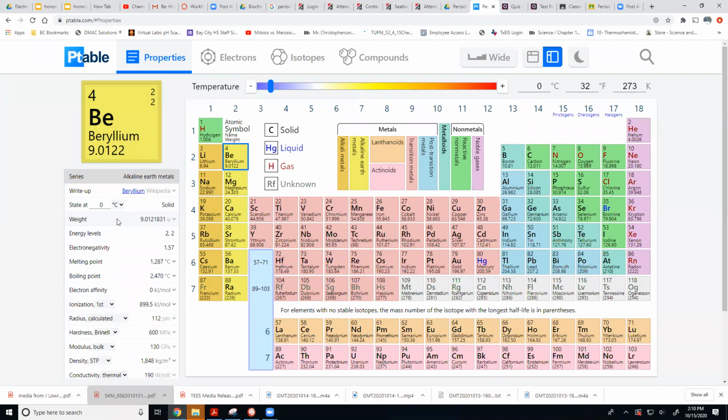As far as for the definitions, you get those out of your notes. And the reasoning for the trends, the explanation for the trends, that also comes out of your notes. That's whenever we talked about the fact that there's trends within a group because energy levels are added, or within a period because protons are added. So that increases the effective nuclear charge.